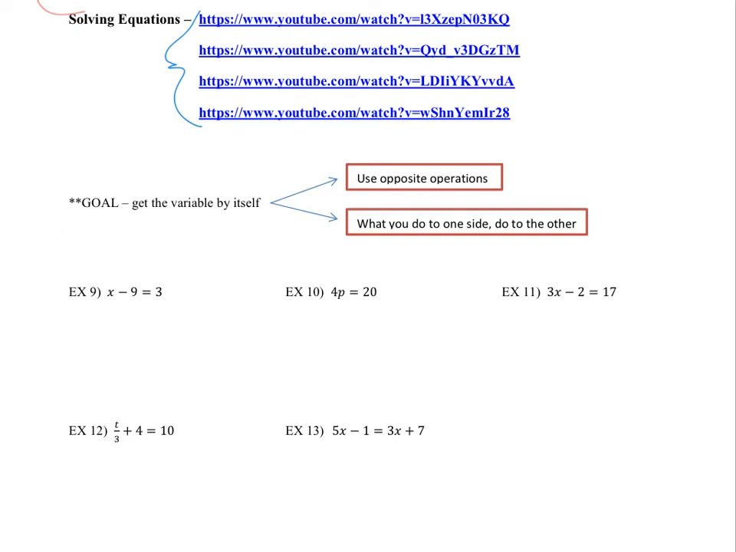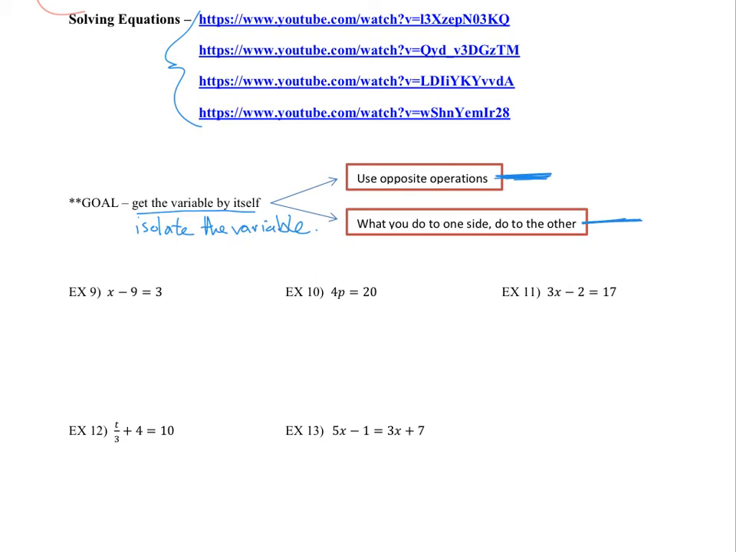So how this works, you want to get the variable by itself, aka isolate the variable. And the variable is just the letter that's in it. Normally the variable will be x, but sometimes it can change to different letters, as you can see, p or t. And you just have to keep 2 very important rules in mind. You have to use opposite operations to isolate x, and what you do to one side, you do to the other. That way we can keep the equation balanced.